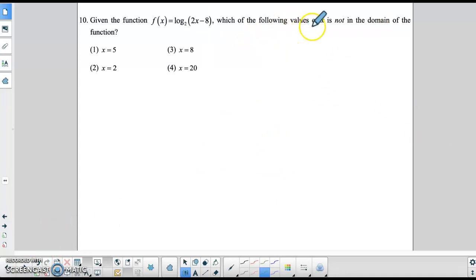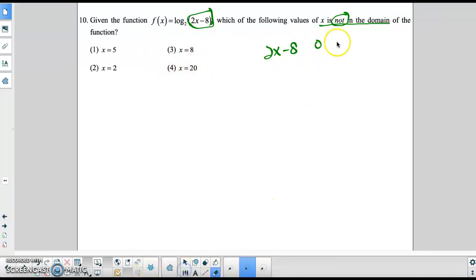Okay. Which of the following is not in the domain, guys? I need you to remember this part. This part always needs to be greater than 0. If you want to find out the domain in terms of x, that means 2x minus 8 needs to be greater than 0. But if you look at the question, it's asking for what is not in the domain. So we can try it and just plug in the values. If anything we plug in gives us a result that is less than or equal to 0, which is the opposite, right? That means it's not in the domain.